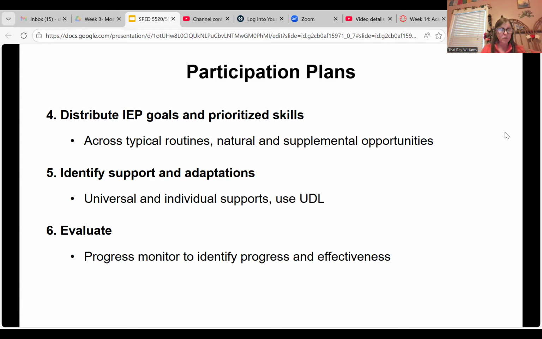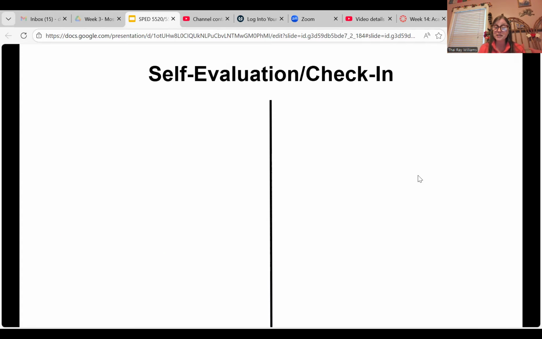And then finally, this is part of education and special education specifically: we are going to evaluate our student. We're going to always be progress monitoring, and not only progress monitoring to identify whether or not the student is making progress, but also to evaluate the effectiveness of our instruction and determine if we continue instruction as is or if we need to make some type of modification. All right, that is it for participation plans.